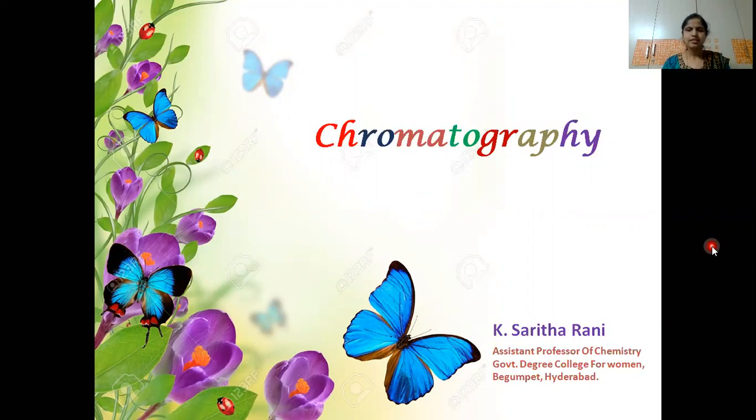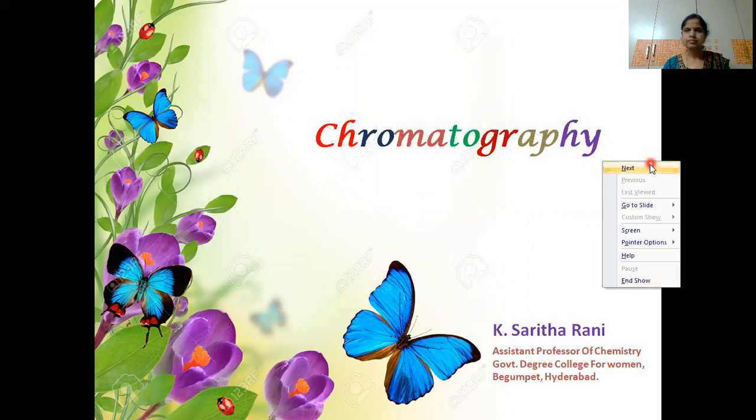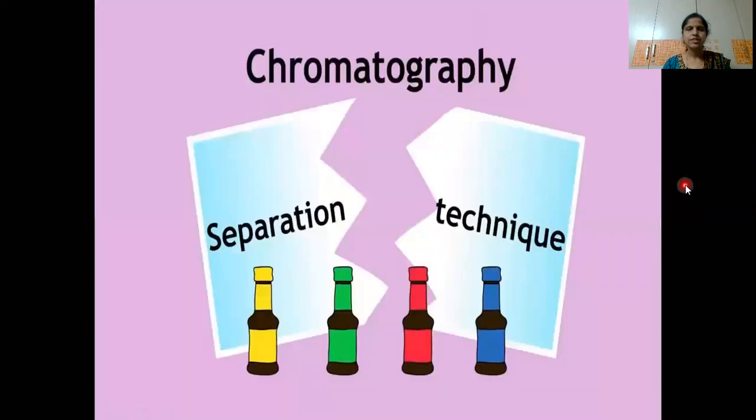So as I said, chromatography is the separation technique. So chromatography is a separation technique. Now in this picture you can see that if a mixture is given, we can separate all the individual components from the given mixture.